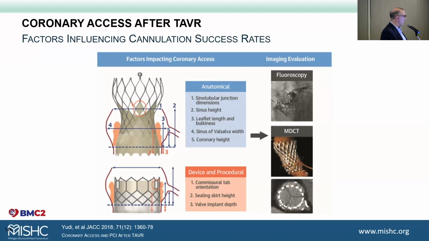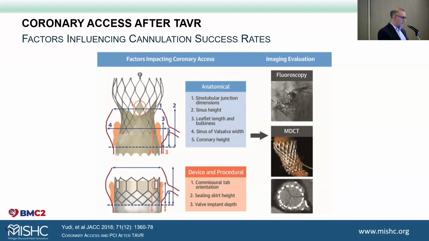If you can see, the sinotubular junction dimensions are important. When we talk about waist, the waist is this area here where it gets to be skinnier. We know the skirt is 40 millimeters high, so nothing can go through here. And so anatomically, the leaflet length is also important, not just for the acute implantation, but when we put a valve inside it. The sinus of Valsalva width is critically important, and the coronary heights.